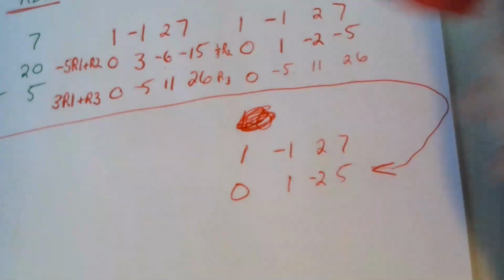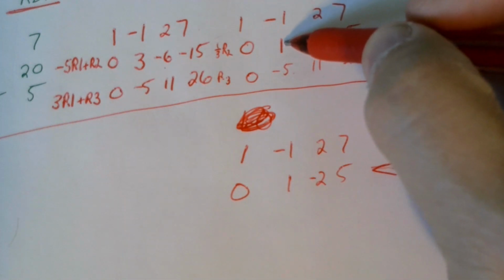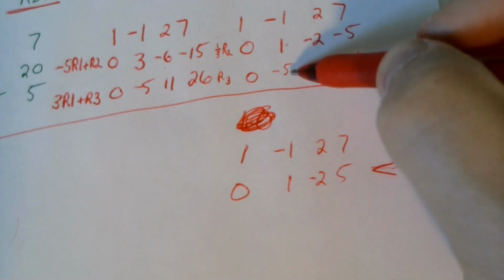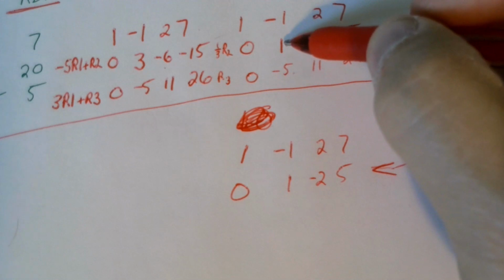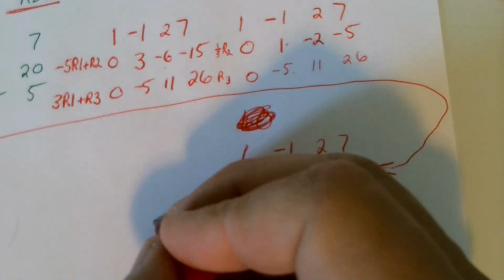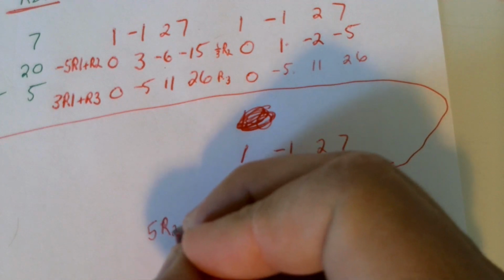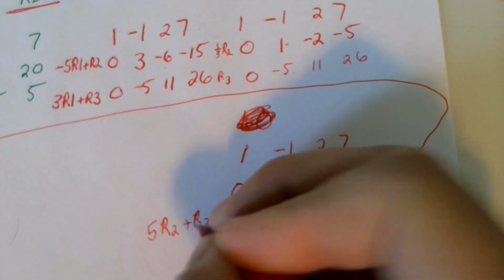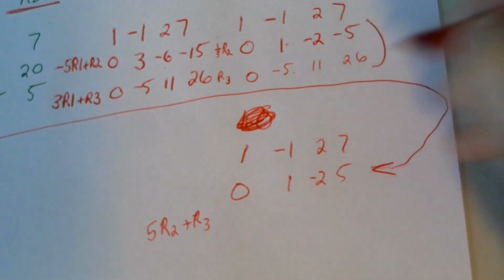So yeah, I'm done using row 1. Now I'm going to use this 1 right here to kill off that negative 5. So I'm going to have to multiply 5 times row 2 and add it to row 3. So this is going to be 5 row 2 plus row 3, using these 2 rows right here.